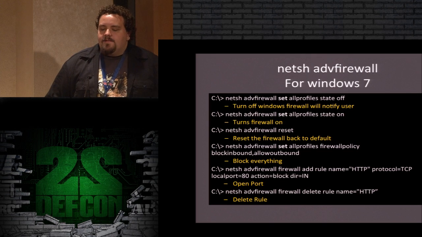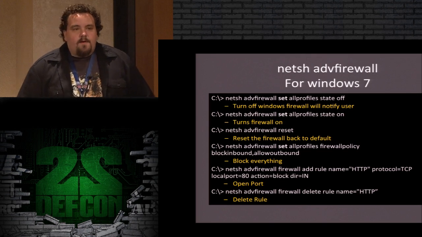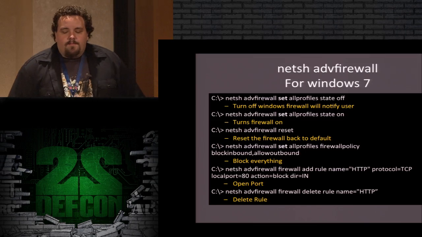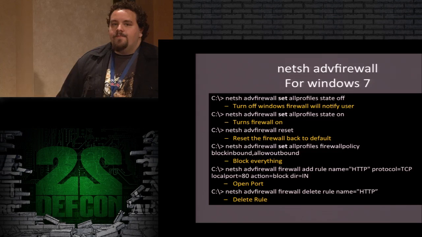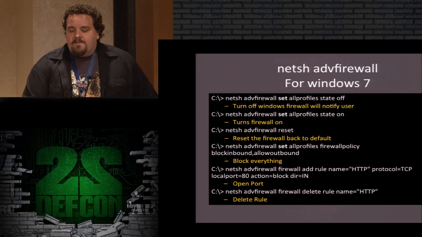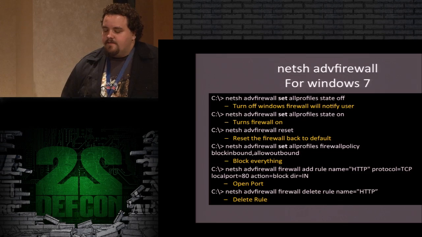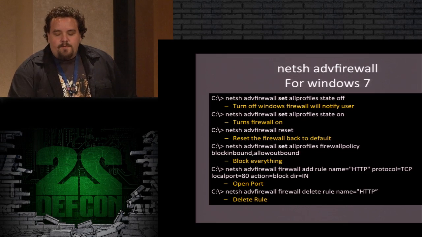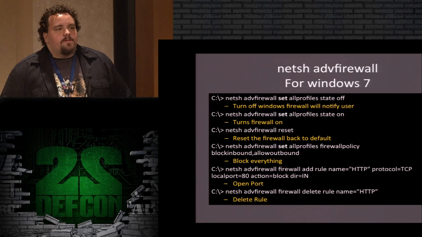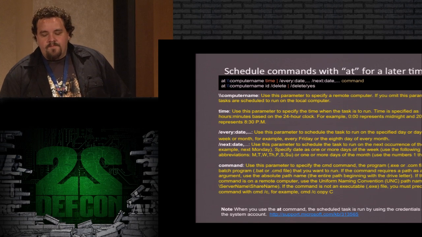Also, it's kind of useful to be able to control the firewall on Windows 7. These are all the commands that I thought would be useful. You can turn off all the traffic, do all kinds of cool stuff with that. If you write a rule, you can delete it. So that's why you can control the Windows firewall from the command line.